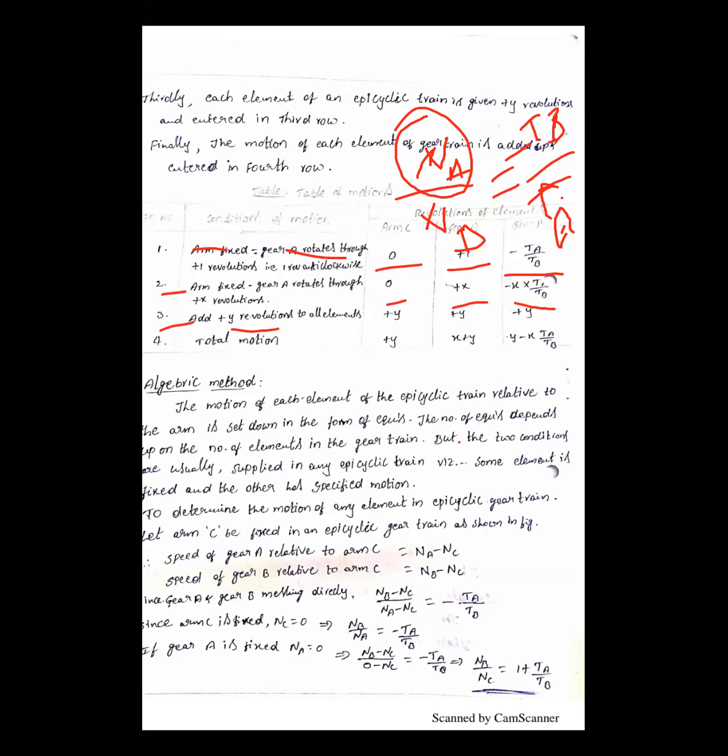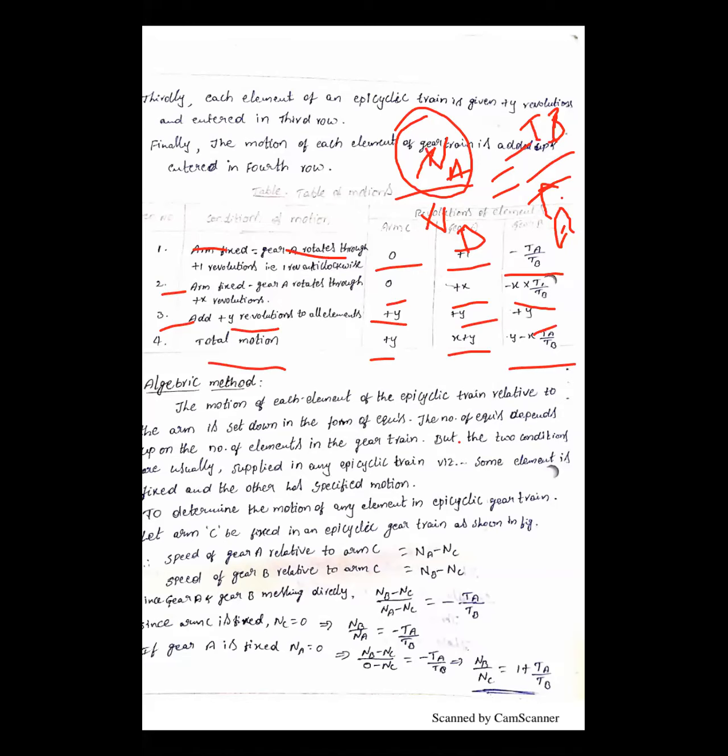When we add these plus Y revolutions, we find the total motion. That is just the addition of our second and third conditions, because the first is also similar to the second. So Y, X plus Y, and Y minus X into TA by TB. Those are the revolutions of all the elements. Is it clear? Yes, sir. Any doubts?